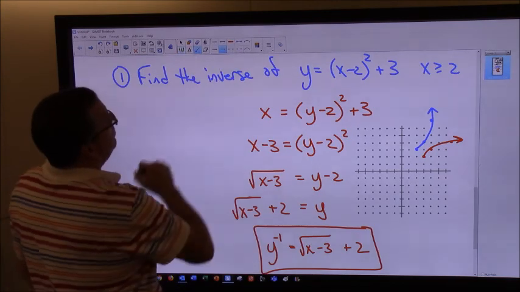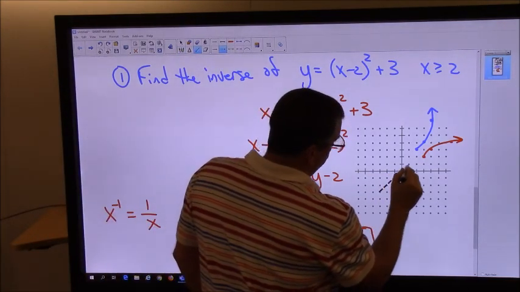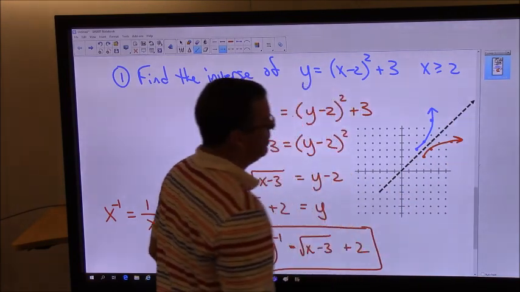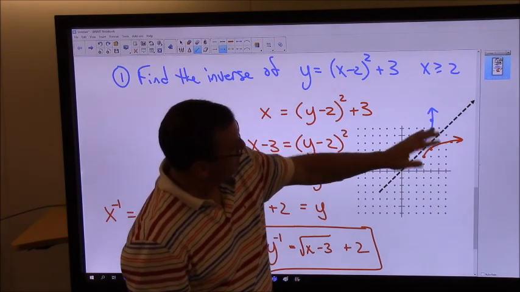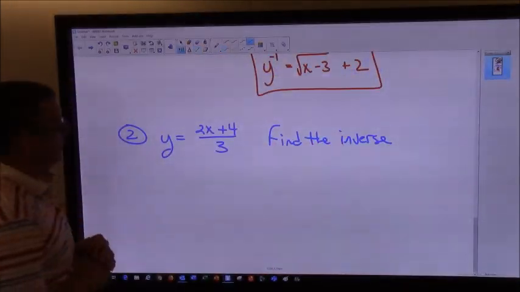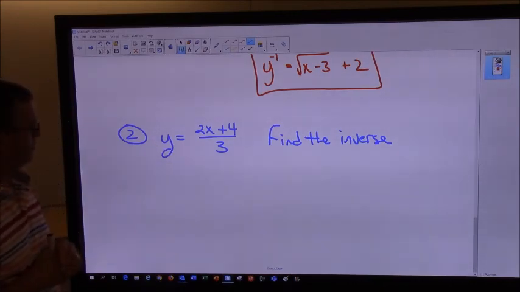And then if I go back and do my diagonal line, y equals x, it looks like that. We can see that those are reflections of each other across that dotted line. All right, you guys go ahead and see if you can find the inverse for this.